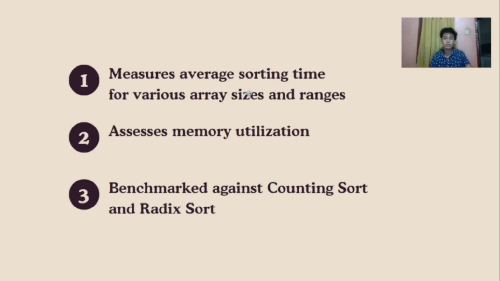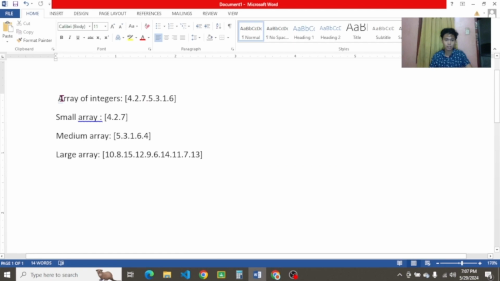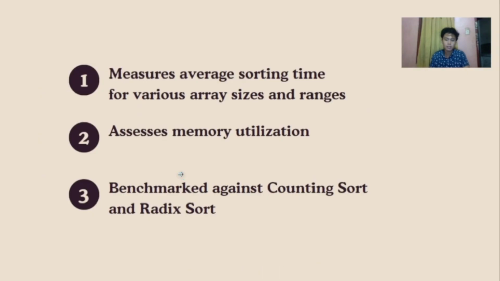I have an example here. This is our array of integers: 4, 2, 7, 3, 1, 6. The small array is 4, 2, 7. The medium array is 5, 3, 1, 6, 4. The large array is 10, 8, 15, 12, 9, 6, 14, 11, 7, 13. By comparing the sorting times, we can demonstrate how pigeonhole sort performs across various array sizes.